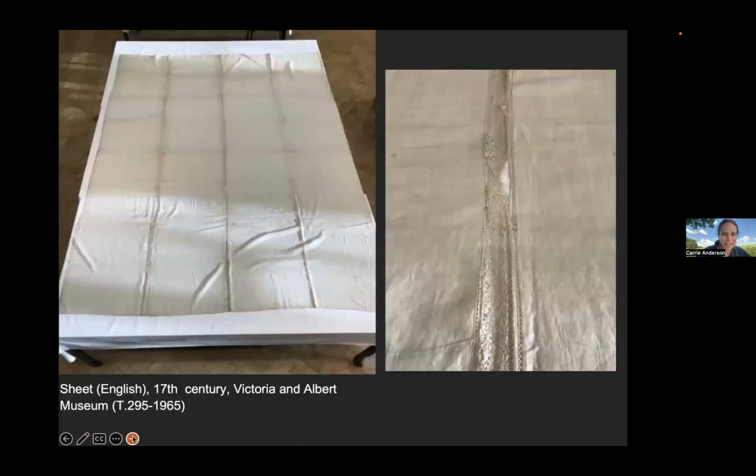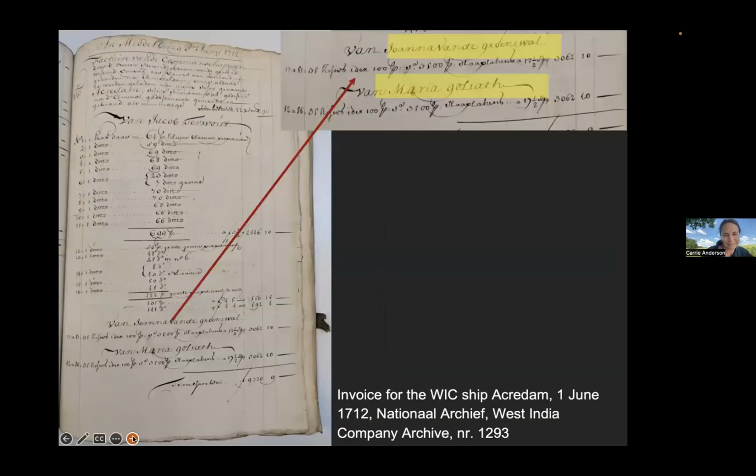Could you switch to the next slide, please? What I've been assuming is that most slaaplakens look like we would imagine linen sheets to look. Here's an English example from the V&A of a linen sheet, actually 2 sewn together with bobbin lace. This is what we're picturing is being shipped. Next slide, please.